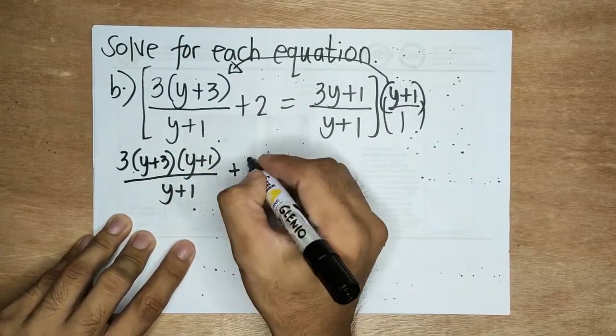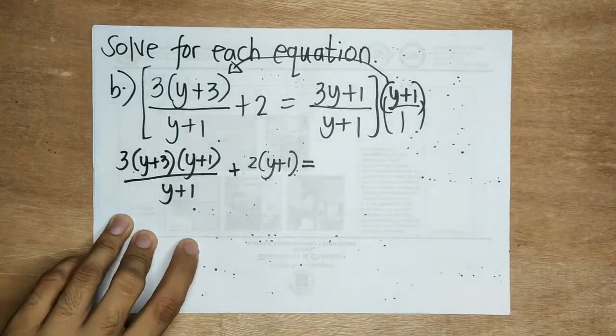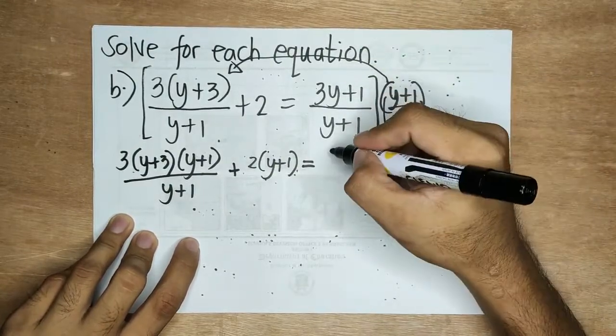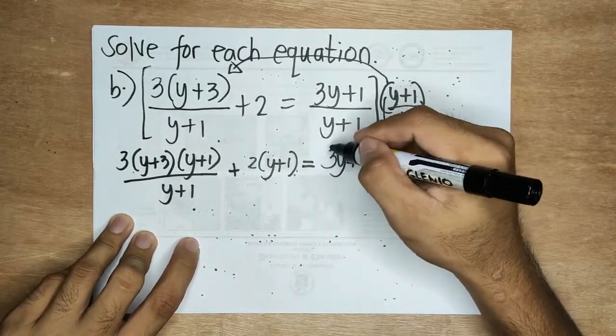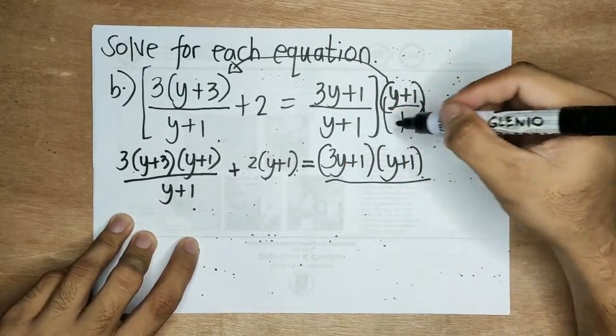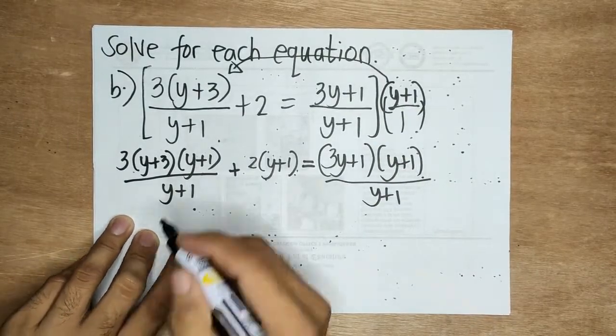then plus 2 times this one, we have 2 times y plus 1 is equal to this one times this. Pagtatabihin lang natin ulit, 3y plus 1 and then y plus 1 all over y plus 1 times 1 is y plus 1. As you can see, may pwedeng i-cancel dyan.